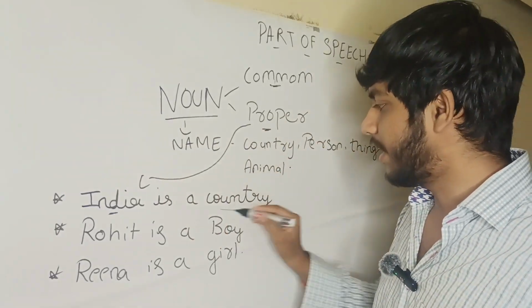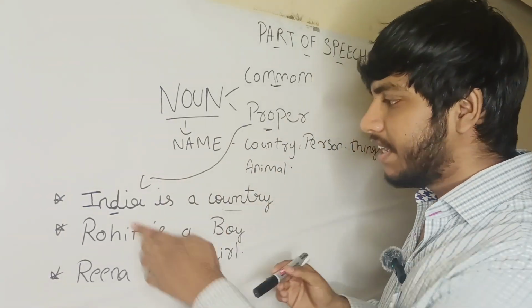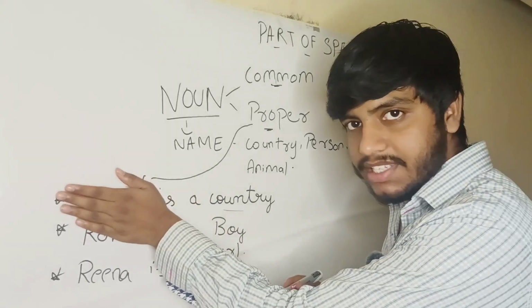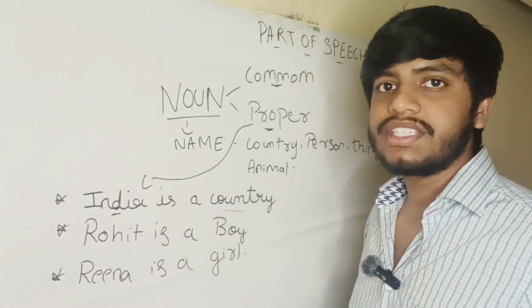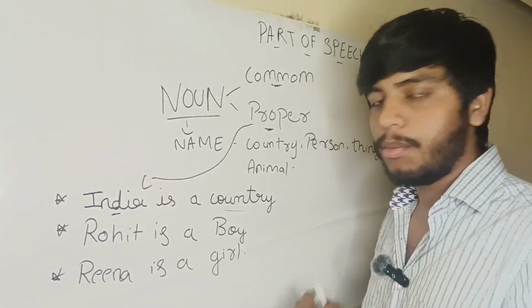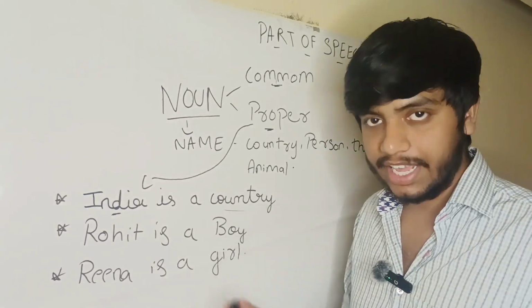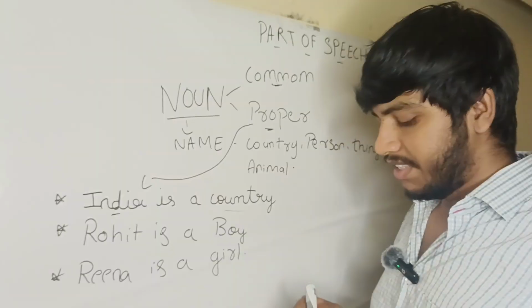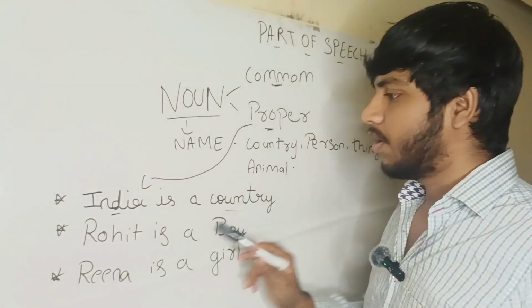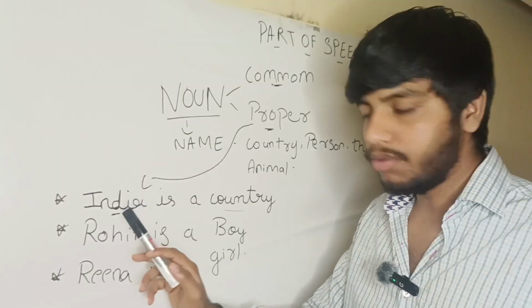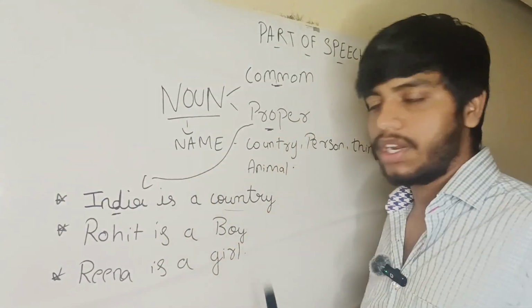Country is common. For example, India is a country, Japan is a country, USA is a country. But in those sentences, the word that is common is country. Even country is a name, so we will put it into the common noun. So India is a country: India is a proper noun, country is a common noun.